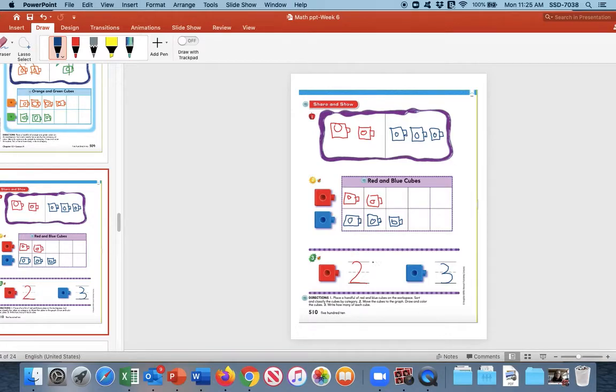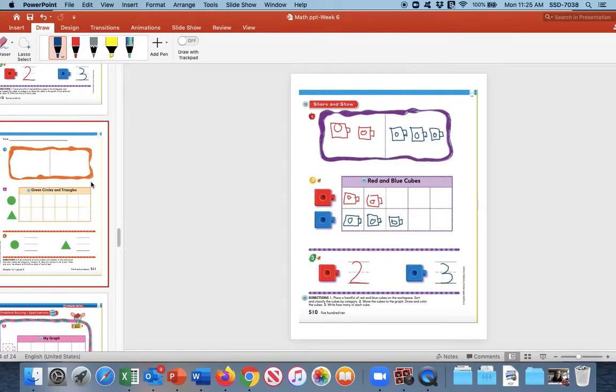So I have 2 red cubes. I have less red cubes than I do blue cubes. I have more blue cubes than I do red cubes. Moving on to the next page.